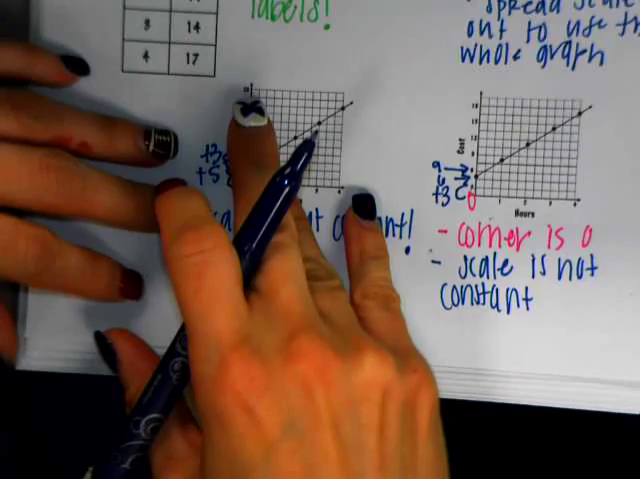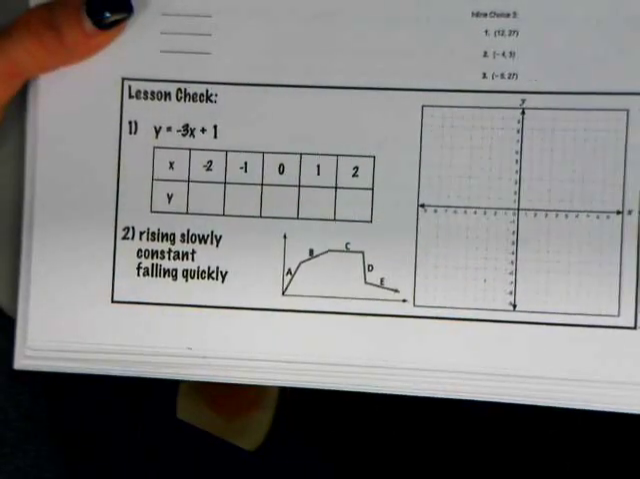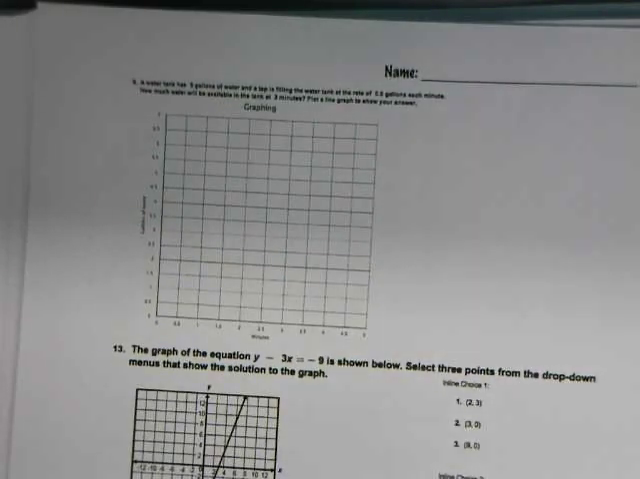Okay. All right, just a couple of test prep questions that are quick. A water tank has 5 gallons of water and a tap is filling the water tank at the rate of 0.5 gallons each minute. How much water will be available in the tank at 3 minutes? Plot a line graph to show your answer.